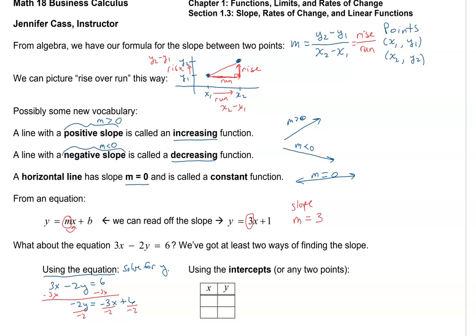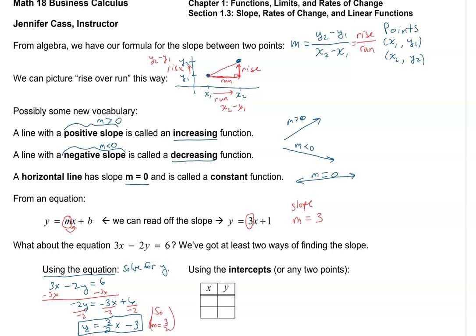So simplifying, I get just a y on the left. Negative 3 over negative 2 turns into positive 3/2 x. And then positive 6 over negative 2, that turns into a minus 3. So there's one option. And now I can see that the slope is 3/2. I can just read that off.